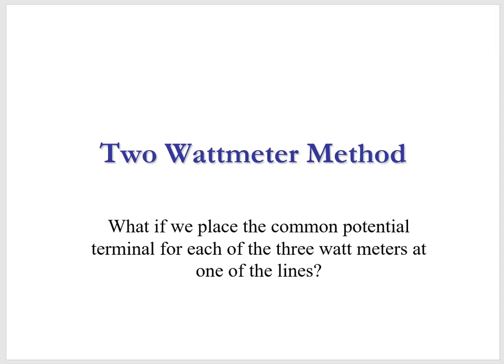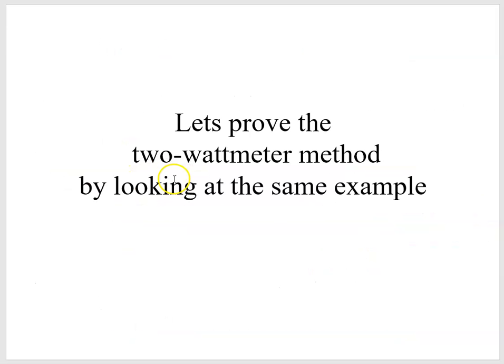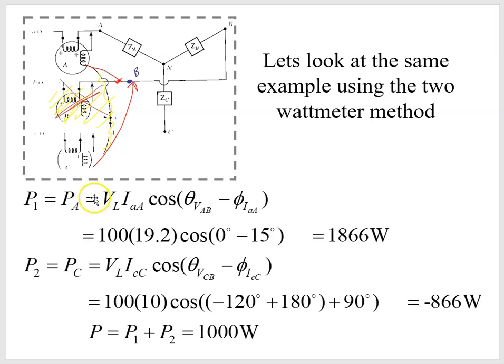We can also do this with a two-wattmeter method if we place the common potential terminal as we showed here, at B. So we can just use our two wattmeters, and then we can show here with our numbers that our P1 is going to give us 6 watts, our P2 866. The sum of them will still give us 1,000 watts. So you can verify this with these numbers.